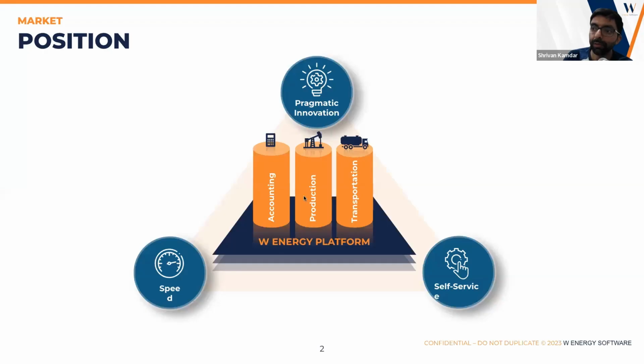So I'll give a quick overview of the problem we're trying to solve. We as a company do accounting, production, and transportation. We'll be focusing on production today. Our ethos is three-pronged: pragmatic innovation, just practically innovating and having R&D with a purpose, not science experiments for the sake of science experiments. That leads to us delivering speed, and the best type of speed is the type where the customer doesn't have to wait for an enhancement or for help setting things up. So that then leads to self-service.